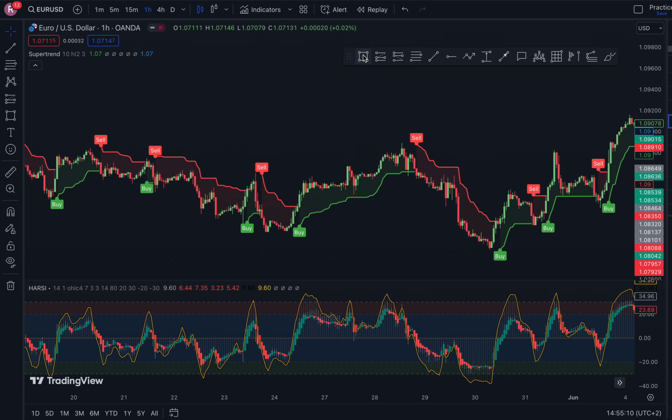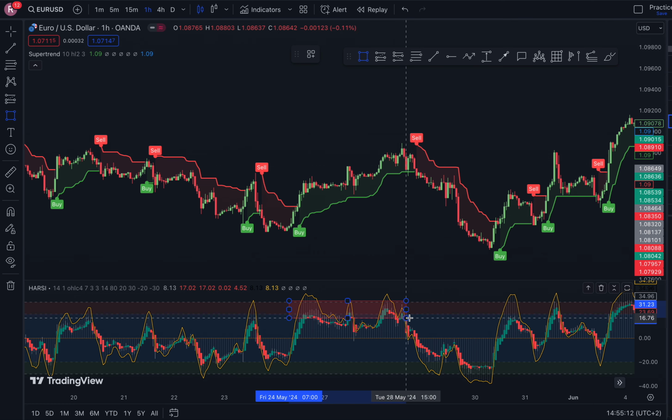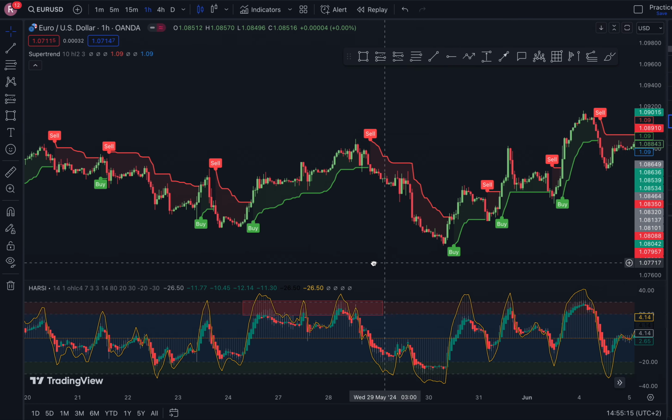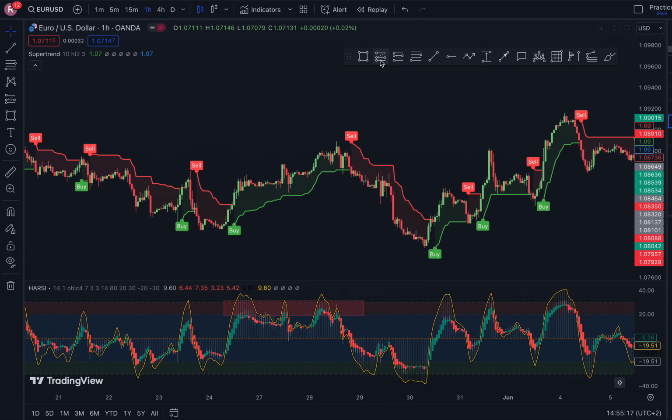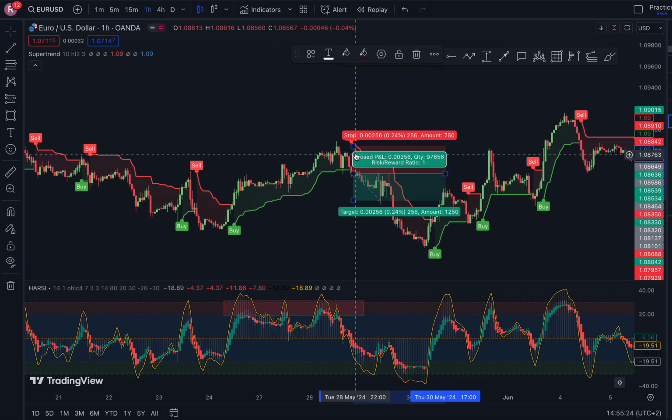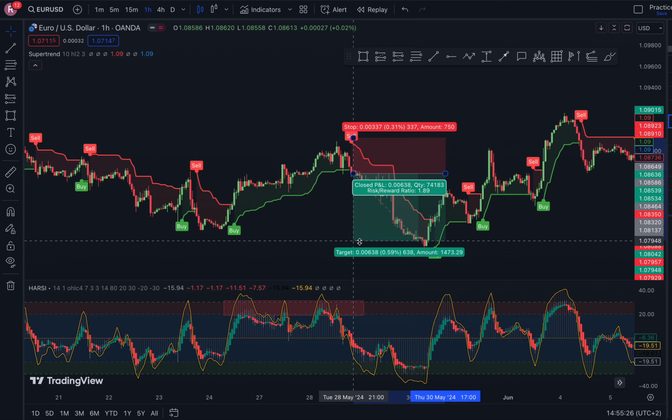So for example, our Heiken Ashi candles are oversold right here, so it's an indication for us to start looking for a sell signal. So as you can see, we eventually get a sell signal right here, and you can see we did profit from this move.